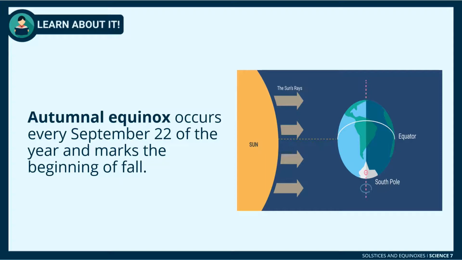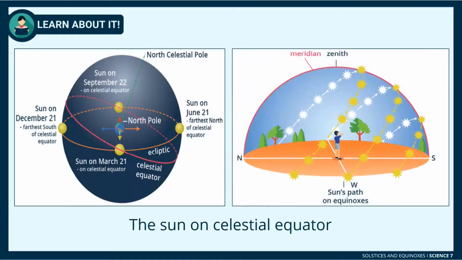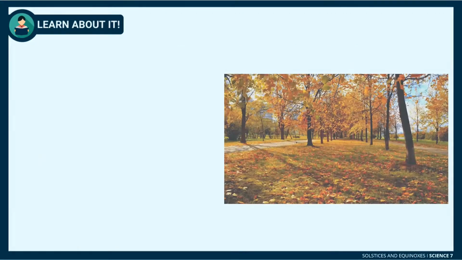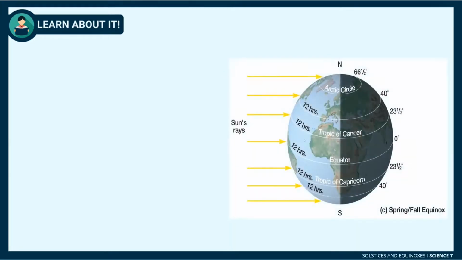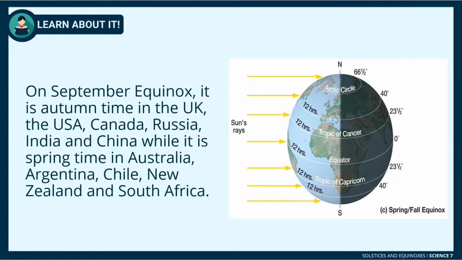The sun is on the celestial equator, or appears overhead at noon as seen from the Earth's equator. Autumn is the time for the leaves of non-evergreen plants to turn red and orange and eventually fall, as plants prepare for the winter. In this equinox, the season experienced by the northern and southern hemispheres is opposite from the vernal equinox. Some countries in the northern hemisphere will have autumn while it is spring in the southern hemisphere.